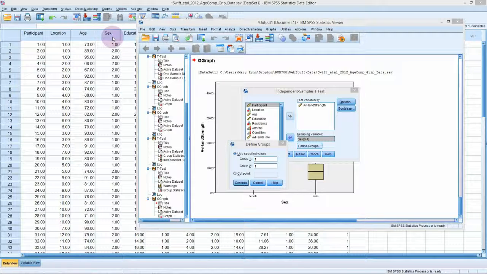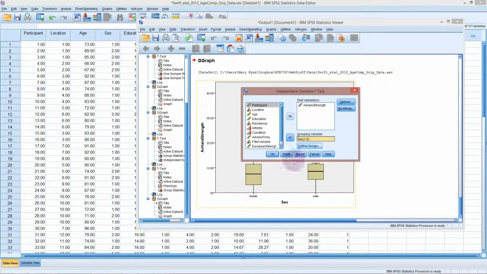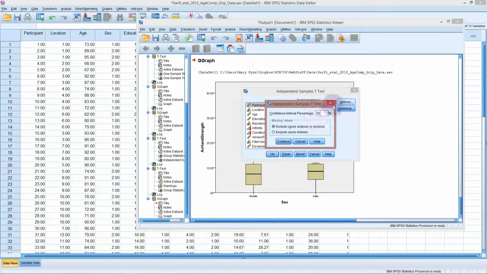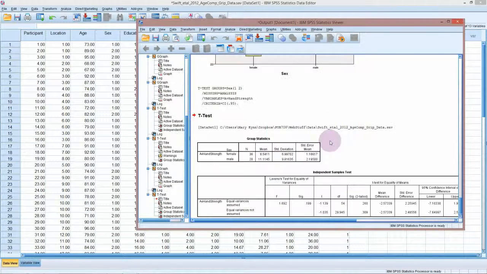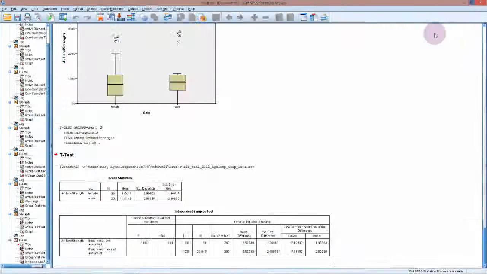Okay, so in any case we need to define the groups we're looking at, and they're 1 and 2. Group 1 is 1, Group 2 is 2. Okay. Options, we can just leave that at the 95% confidence level. That's fine. Okay. So the first thing we get is a little summary of the data.